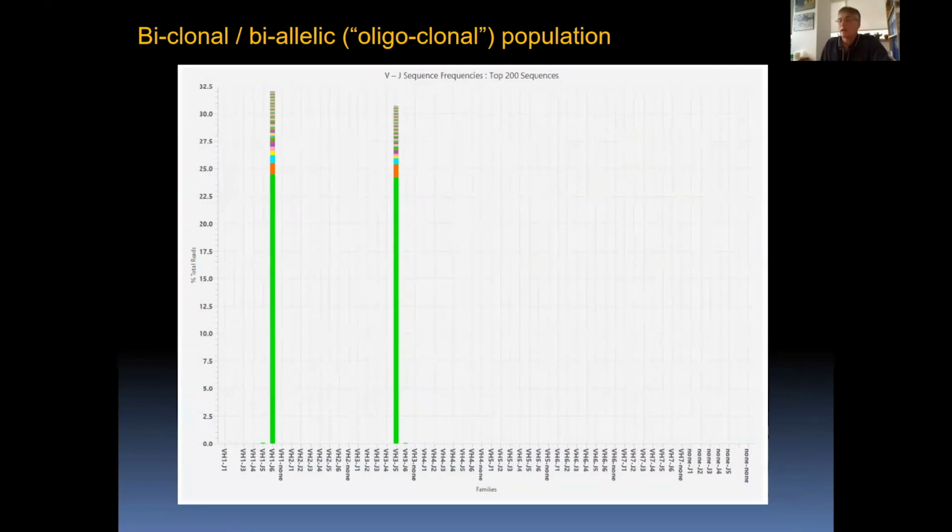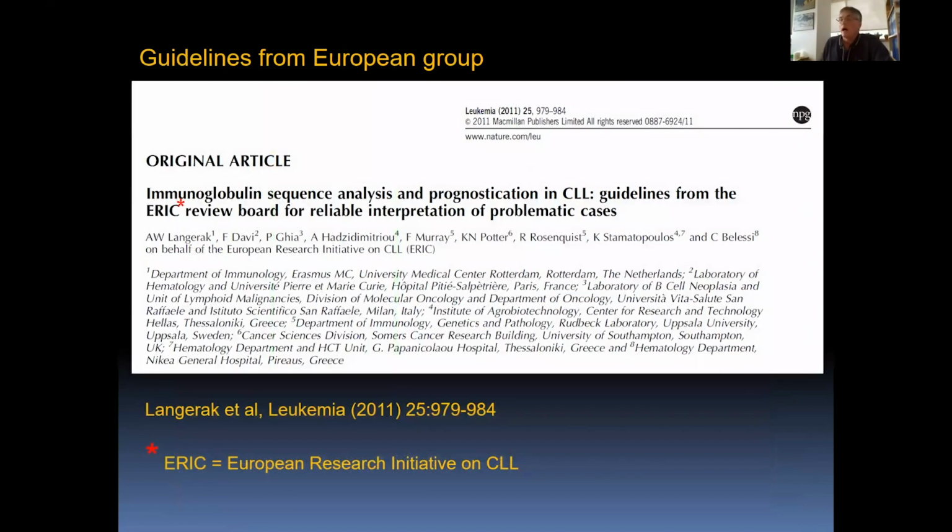This is an example of a biallelic or biclonal oligoclonal population. So you actually have two predominant populations of lymphocytes, which have either this rearrangement or this rearrangement. Remember, in Sanger sequencing, these would be presented as two closely similar bands on a gel. By next-gen sequencing, you actually separate these results out.